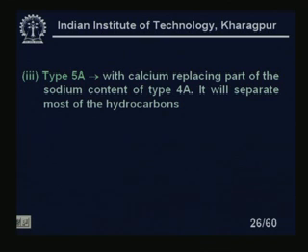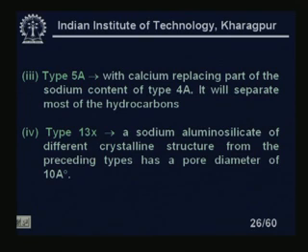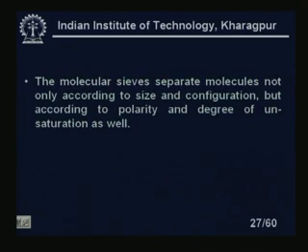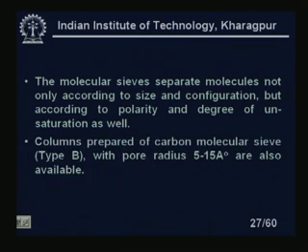Type 5A has calcium replacing part of the sodium content of type 4A, and it will separate most of the hydrocarbons. Okay. In the petrochemical industry, this is very important. Type 13X, a sodium aluminosilicate of different crystalline structure from the preceding types, has a pore diameter of 10 Angstrom. The molecular sieves separate molecules not only according to size and configuration, but according to polarity and degree of unsaturation as well. Columns prepared from carbon molecular sieve type B with pore radius of 5 to 15 Angstroms are also available.